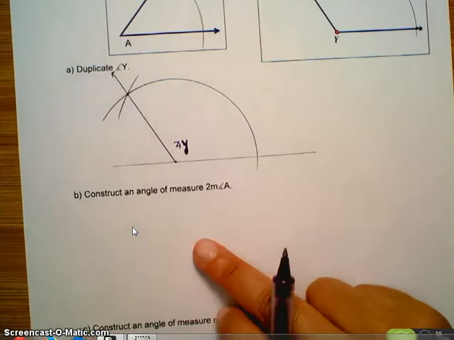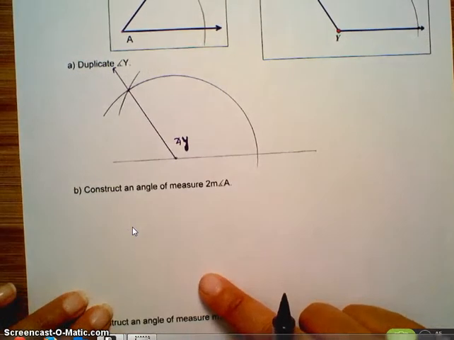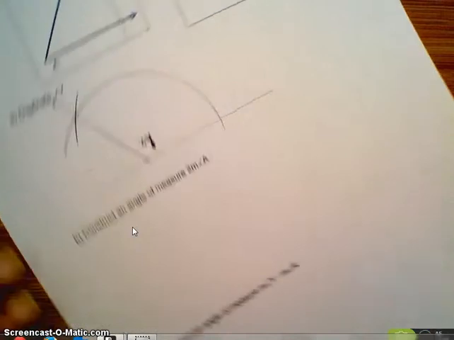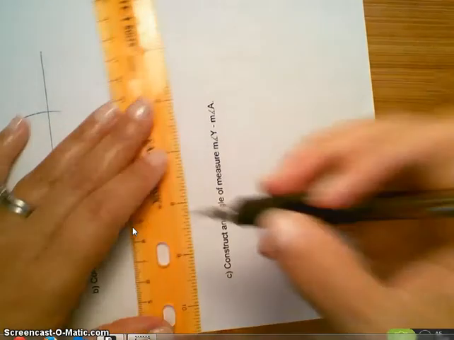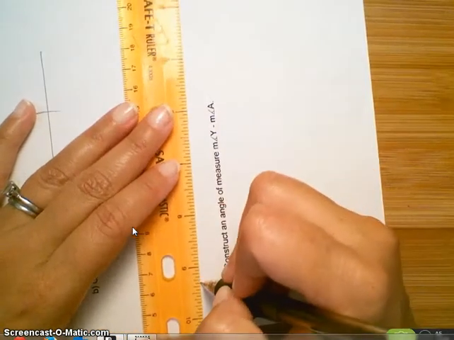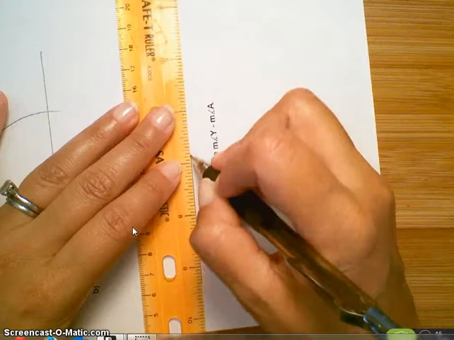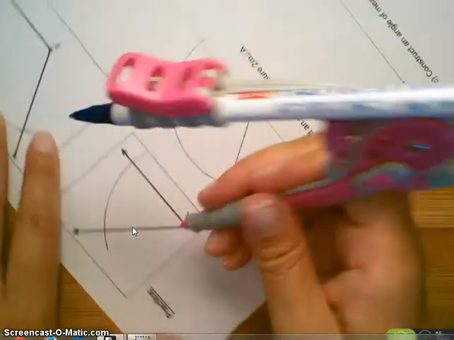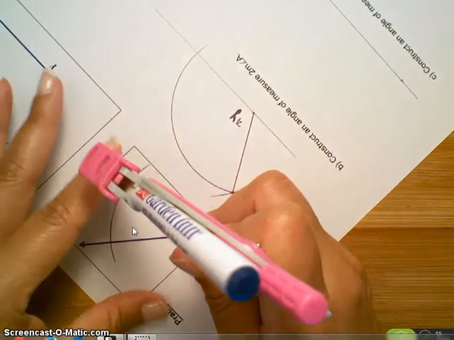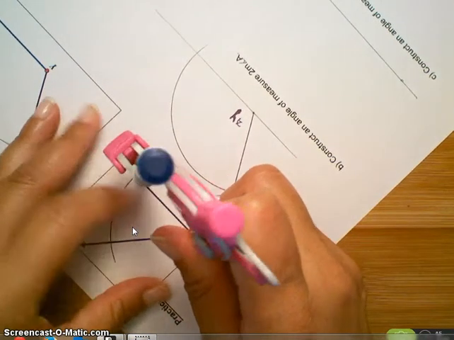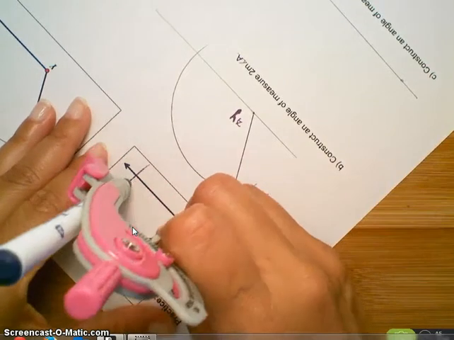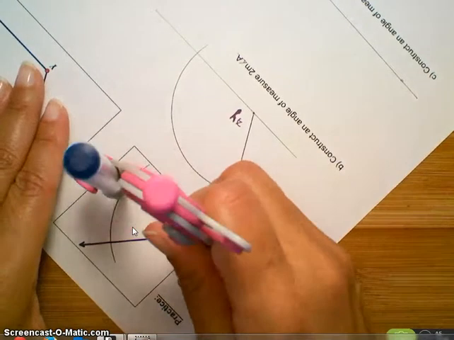Alrighty, on the next one, we're going to construct an angle of measure twice angle A. So we take our ruler and we draw a ray or a line, and I'm going to go ahead and set this here with a point on it. I come back, I need to set my compass to this arc that I've already created. So close. There we go. We're on the arc that was made before.